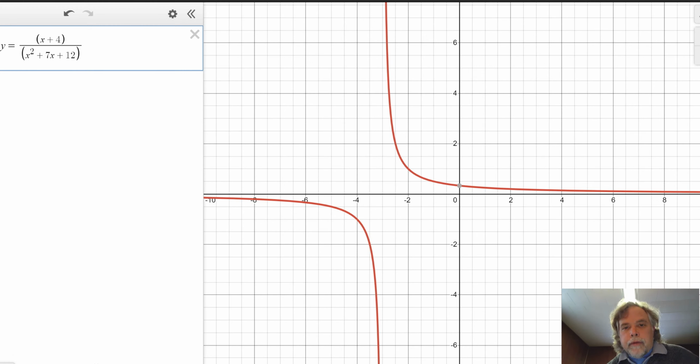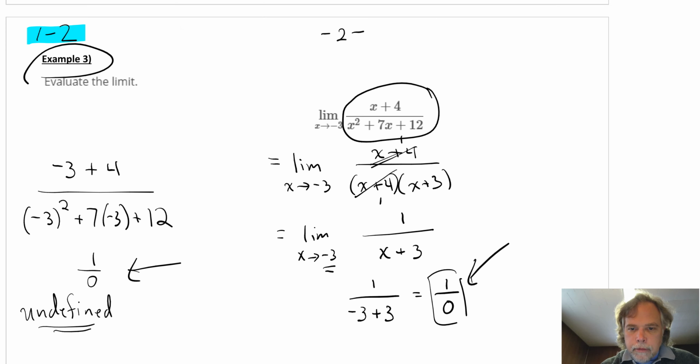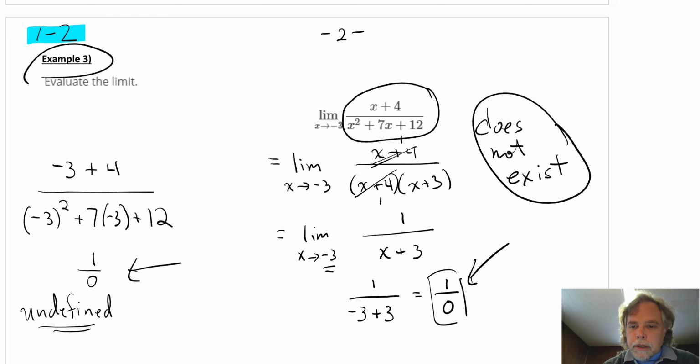And there it is, the graph. And now we see that, oh yeah, this function's got some issues at -3. When x equals -3, we have a vertical asymptote. The limit from the left would be -infinity, because that part of the graph goes down, down, down. The limit from the right would be +infinity. And so the limit that we're looking for, two-sided limit, does not exist. That would be the final answer to this one.